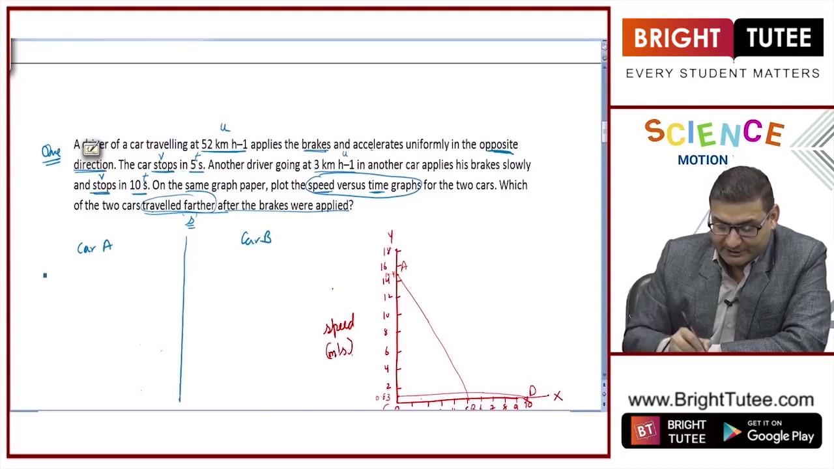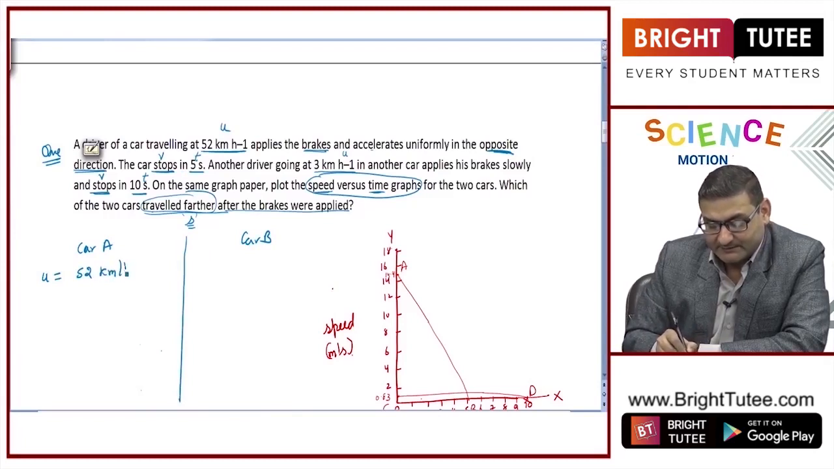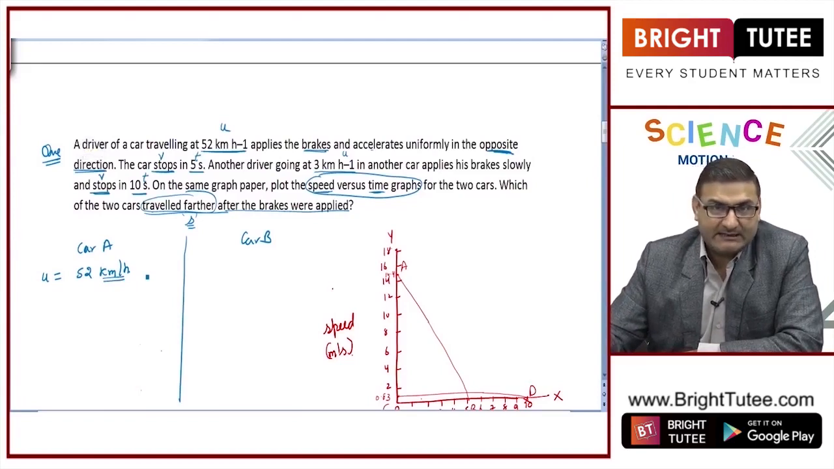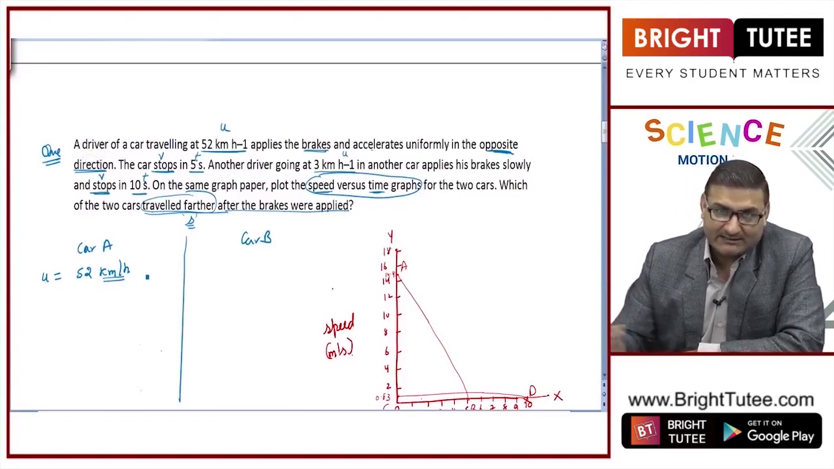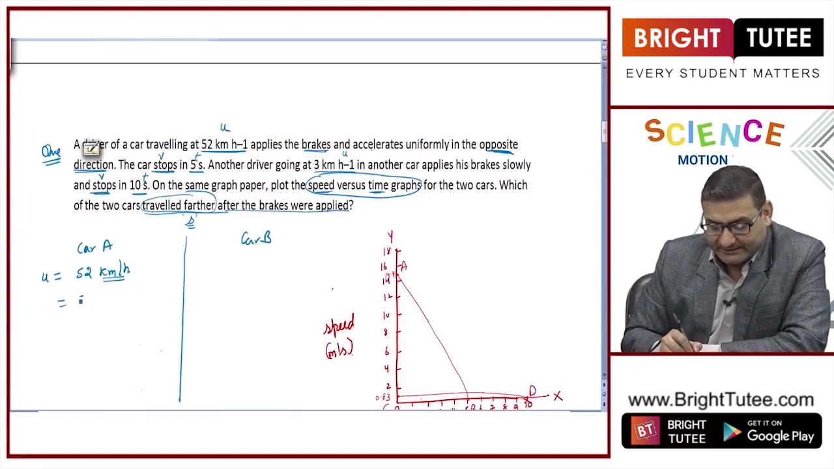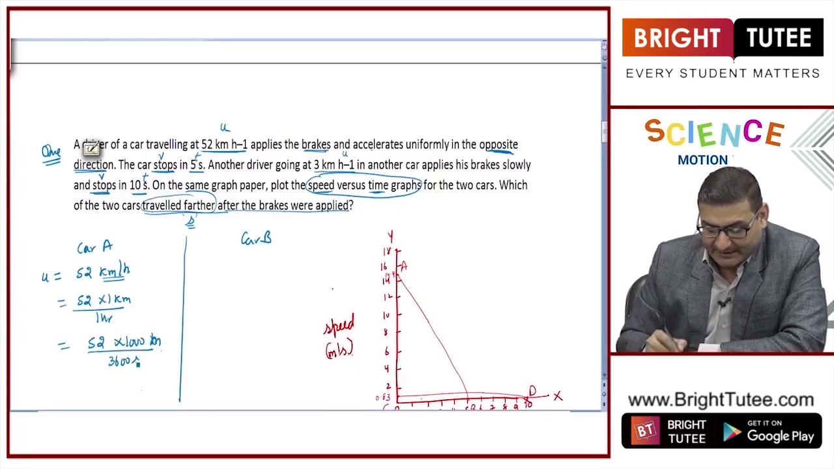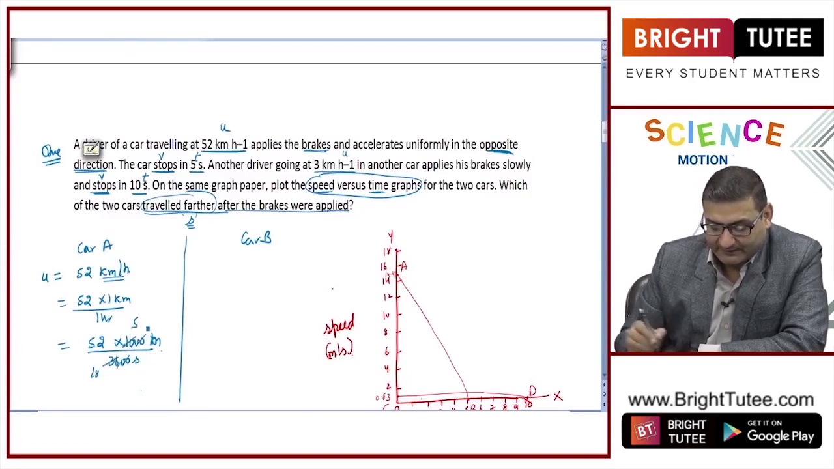Right? Now the initial velocity of car A is given to us to be 52 kilometers per hour. We know that the velocities are to be taken in meter per second, its SI unit. So we need to change. Let us change it here only. It can be written as 52 into 1 kilometer upon 1 hour, or 52 into 1000 meters divided by 3600 second. Cancelling it out, I will get 18 here by cancelling it with 2, and 5 here.